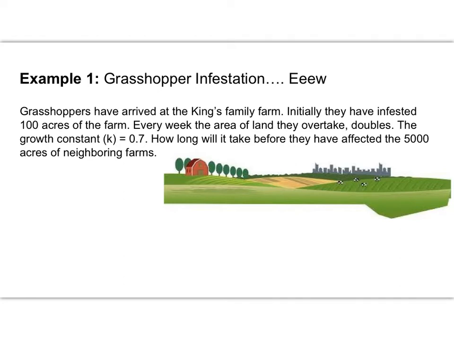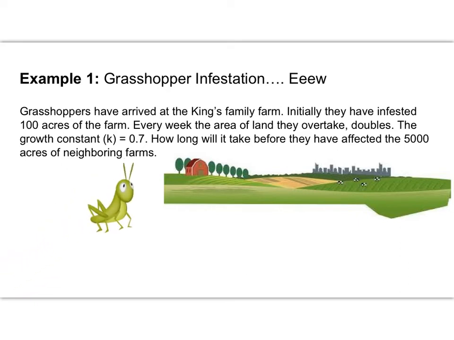So the first example I have is over at the King's Farm. They have a grasshopper infestation. Initially, it infects 100 acres of their farm. Every week, the area of the land they overtake doubles. The growth constant is 0.7. How long will it take before the grasshoppers affect 5,000 acres of neighboring farms? You know, just one grasshopper's kind of cute.